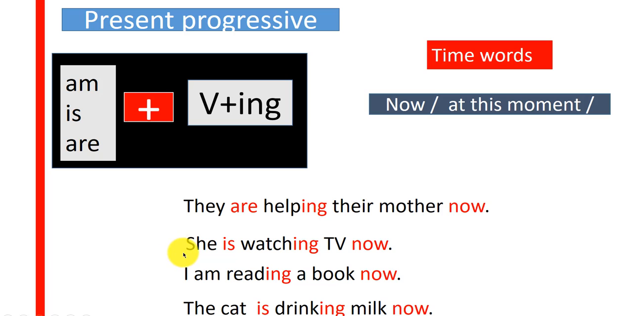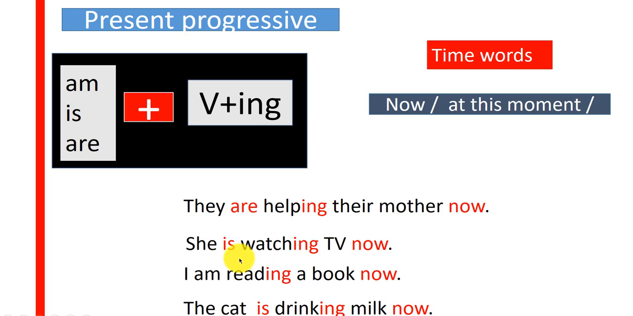We have another sentence. We read it together. She is watching TV now. We can say, for example, also, she is watching TV at this moment. Where is the verb? Here is the verb, is watching. It's the verb watch. In which tense? It is in the present progressive tense. Why have we used that? Because we have the time word now. So now tells us that we have to use the present progressive tense.